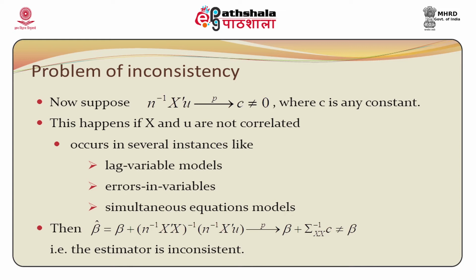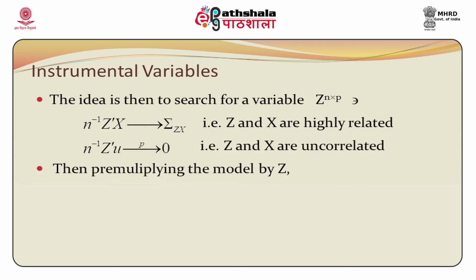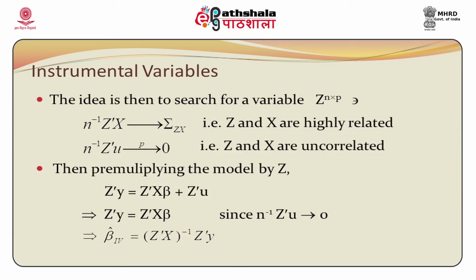So, what do you do in this case? One method that we use is the instrumental variable technique, and in that we search for a matrix Z of the same order as x.